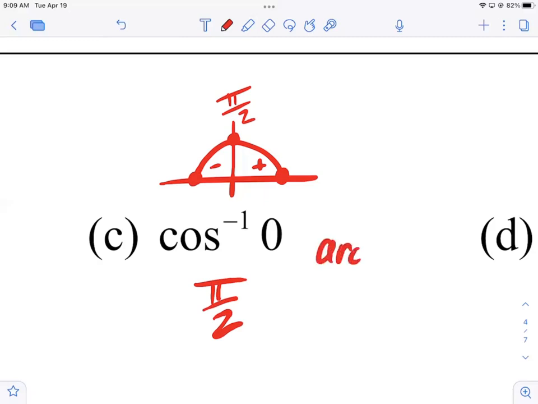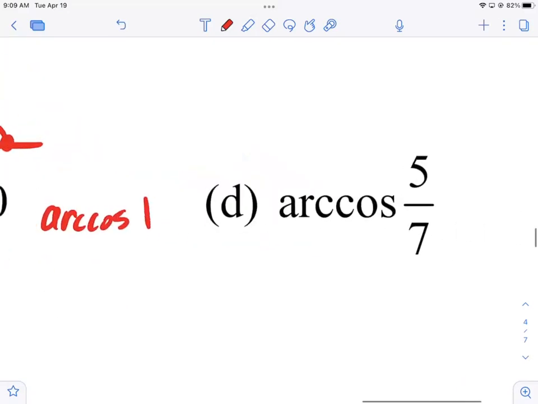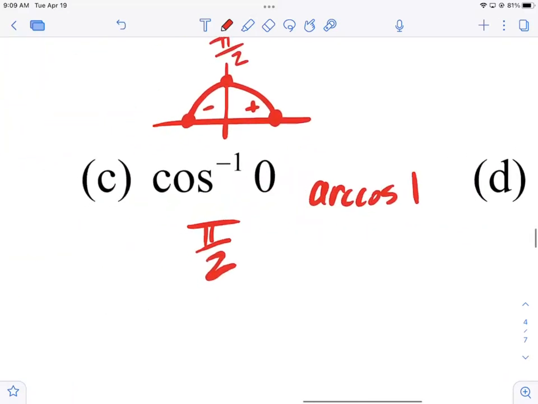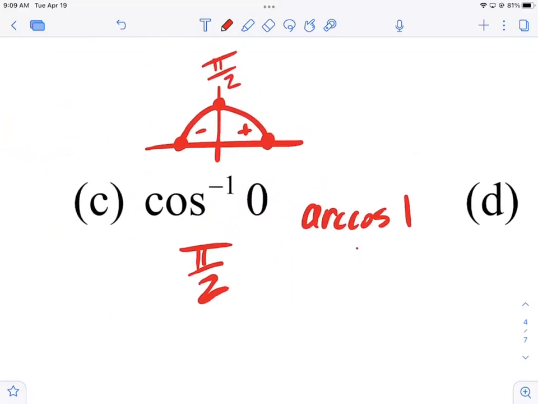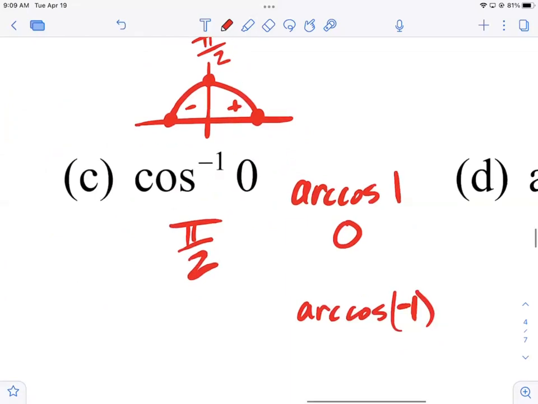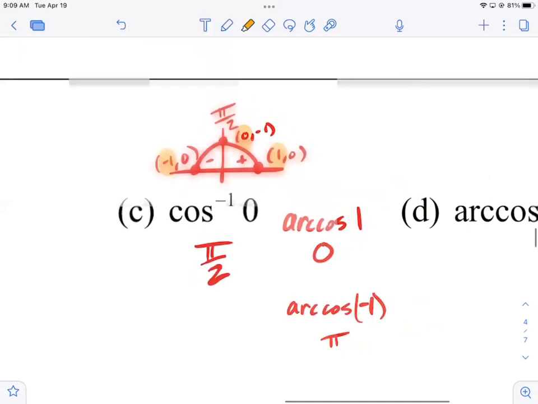What would arc cosine of 1 be? Bonus question. Where is cosine equal to 1? 0. Good. And what is arc cosine of -1? Pi, right? Here's 1, 0. Here's 0, -1. Here's -1, 0. Yeah. So those are the quadrantal angles.